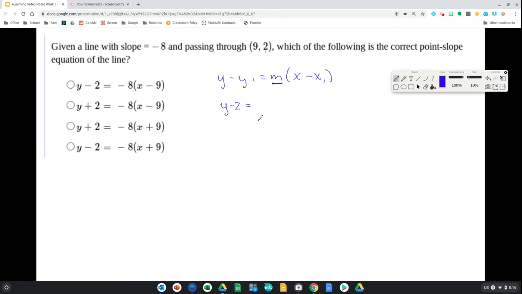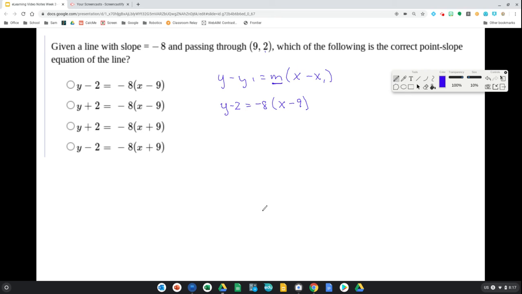So what's the slope in this problem? It's -8, so we're going to put a -8 in that blank. Then it's going to be parenthesis x, and next to this x, we're going to write down the opposite of whatever the x value was. So what's the opposite of the x value in this problem? Well, the x value is 9, so when we write down the opposite, we would write down -9. And so that's going to be y minus 2 equals -8 times x minus 9.